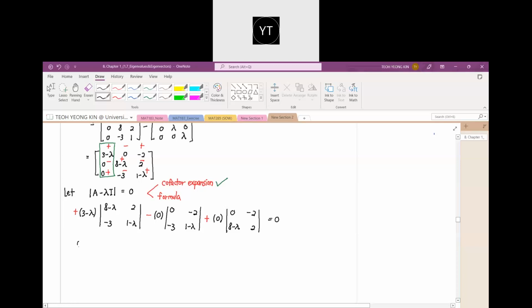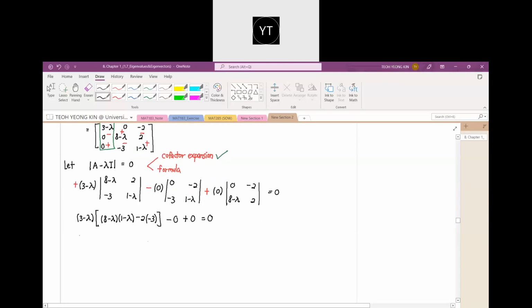So here is 3 minus lambda in a square bracket, 8 minus lambda, times 1 minus lambda. Minus 2 times negative 3. This one, 0 multiplied by any value, we should get 0. Minus 0 plus 0. That's why I choose the first column, because here we should get 0. So this part, 3 minus lambda.